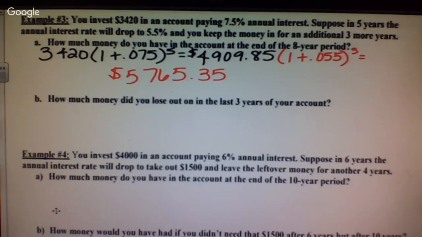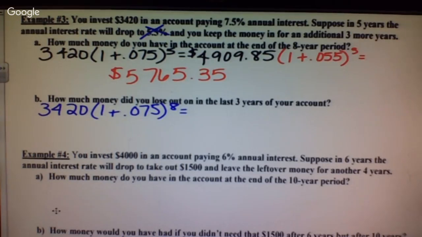Okay, so part B says, how much money did you lose out on in the last 3 years of your account? What in the world is that even asking? Subtract. Okay, so on the first one, we're going to pretend like this drop never happened, like we kept it in the account at the same rate for 8 years. So 3420 times 1 plus 0.075 for 8 years. How much money should I have made if that interest rate did not drop?